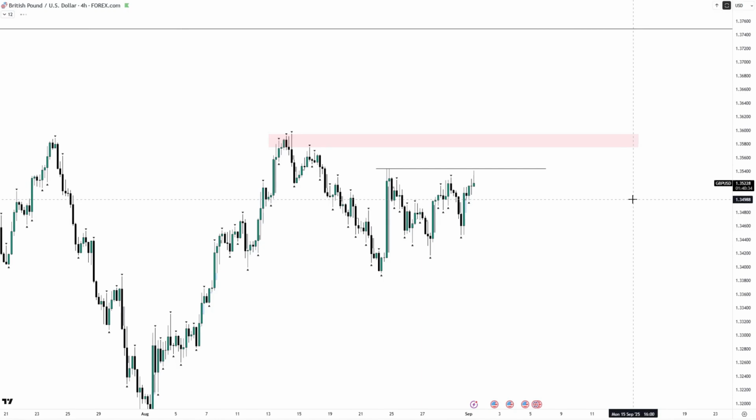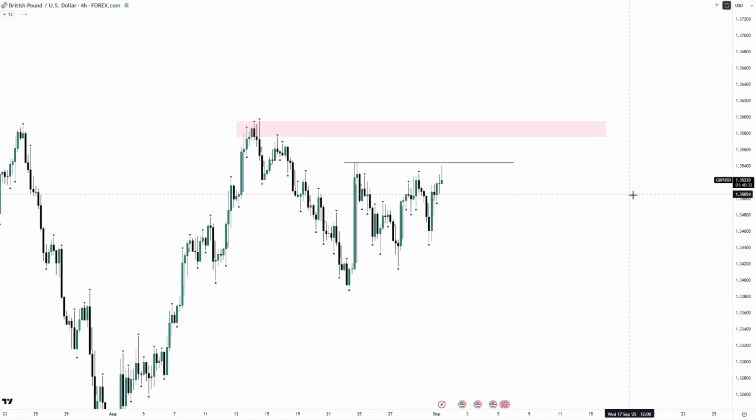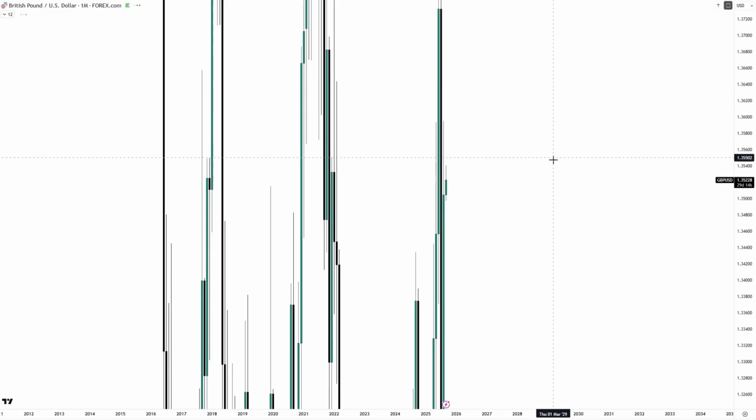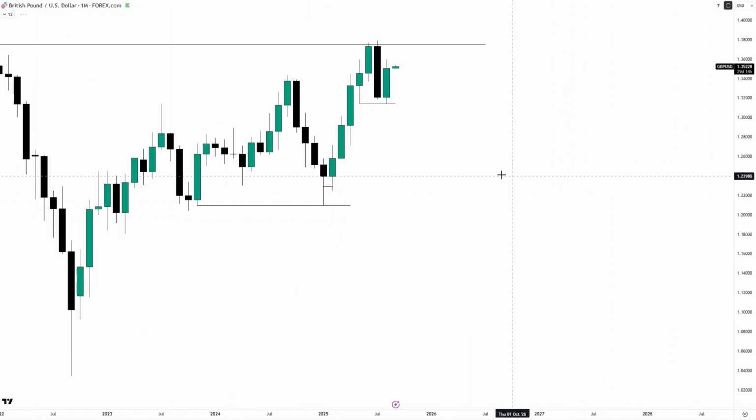Let's look at the charts for the current week and put together a trading plan. All right, let's start with the pound. I'll remove this little thing here. So let's start with the monthly chart. What do we have on the monthly?